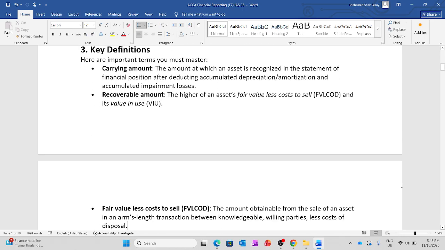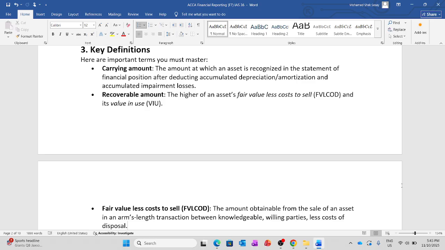Now the key definitions. The carrying amount is the value after we have deducted the accumulated depreciation or amortization and any accumulated impairment losses. The outstanding, remaining balance is what we refer to as the carrying amount. If we are talking about the recoverable amount, the recoverable amount is the higher of the fair value less cost to sell and the value in use.